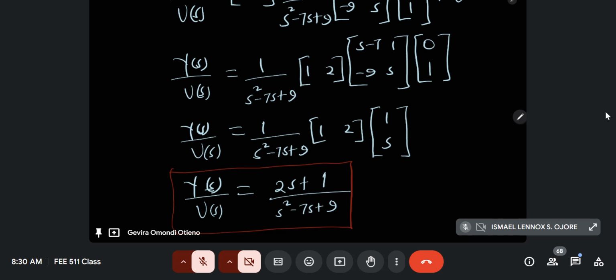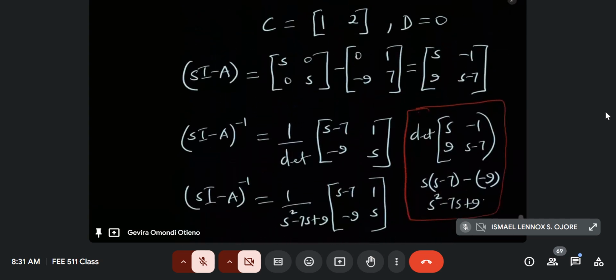So from here, you can see clearly the location of the zeros. You can know the location of the poles, and you can quickly interpret the performance of the system, at least the transient performance or steady state performance, whichever. At least you can tell the performance of the system by just looking at this transfer function. So this is how you convert from state space representation to transfer function.